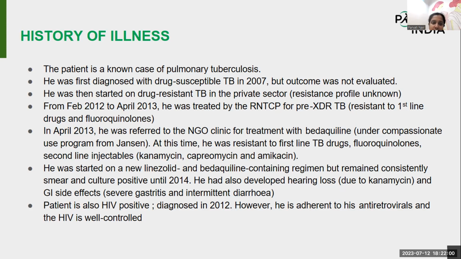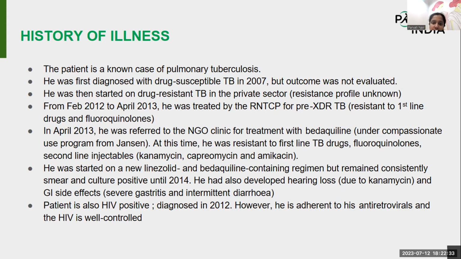From Feb 2012 to April 2013, he was treated by the RNTCP. That's what it was called then. Now it's called NTP, which is the National Tuberculosis Elimination Program, for pre-XDR TB that's resistant to first-line TB drugs and fluoroquinolones. In April 2013, he was referred to the NGO clinic for treatment with bedaquiline. This was when bedaquiline was available under compassionate use from Janssen, though it is now part of the first-line treatment for MDR TB, but this was quite a while back.